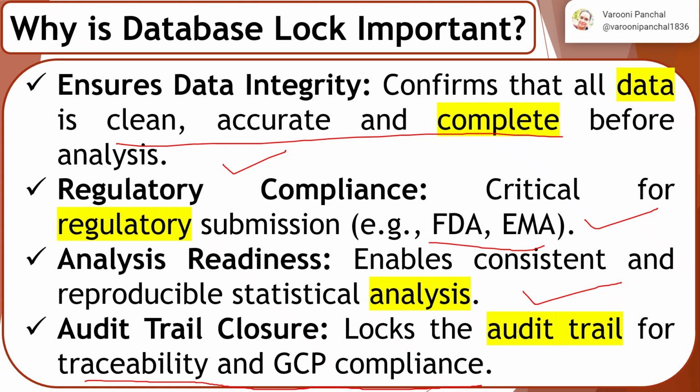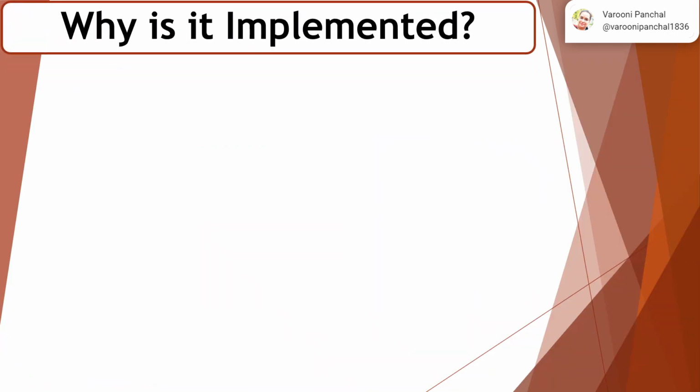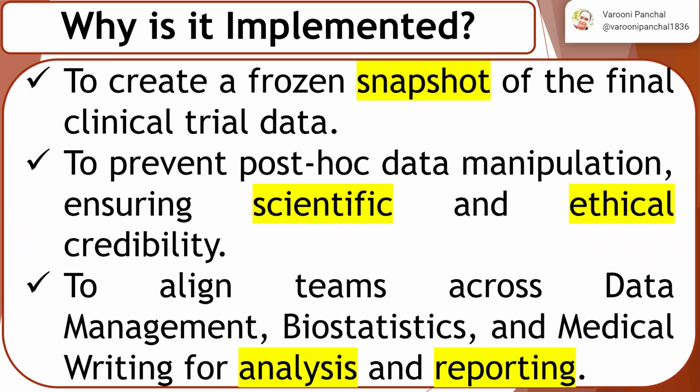So it becomes very essential that the traceability of data is done and there is an audit trail mentioned for the DBL so that the data is clean, complete and accurate. Now, why is it implemented? It is implemented to create a frozen snapshot of the final clinical trial data to prevent post hoc data manipulation, ensuring scientific and ethical credibility, and to align teams across data management, biostatistics and medical writing for analysis and reporting.